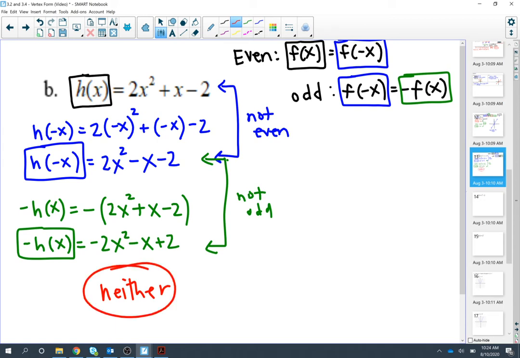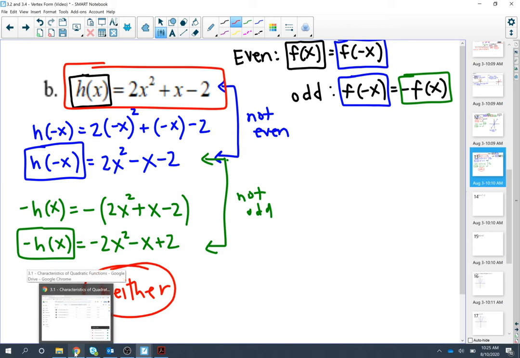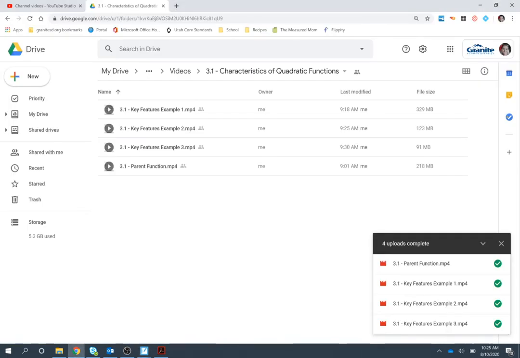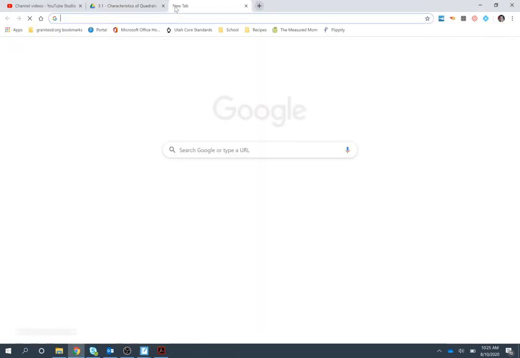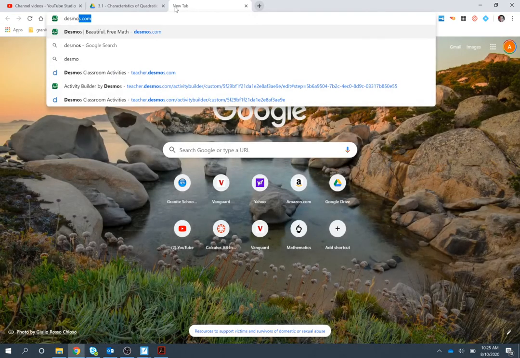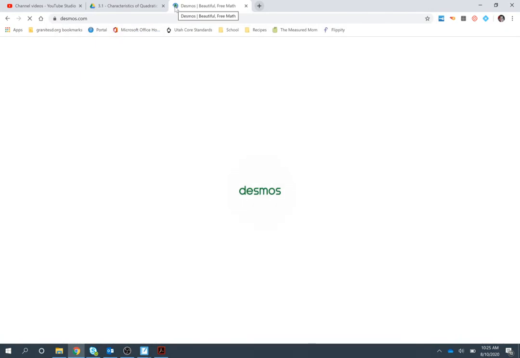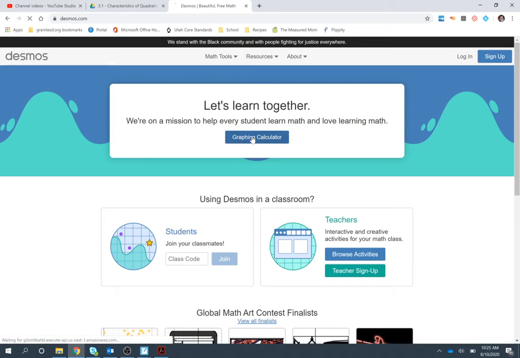Now, if we tried to graph this to look at it, I want to graph this guy because if it's neither, it shouldn't be symmetric to the y-axis and it shouldn't be symmetric to the origin. We don't know how to graph that yet because so far we've only been dealing with vertex form and this is in standard form. So I want everybody to go down here. I want you to get a web browser. And then I'm going to write 2x squared plus x minus 2. So in your web browser, you're going to type in desmos.com. You're going to get your graphing calculator.